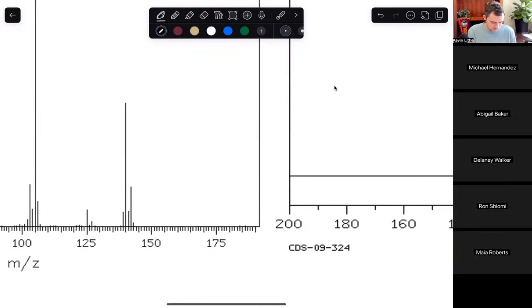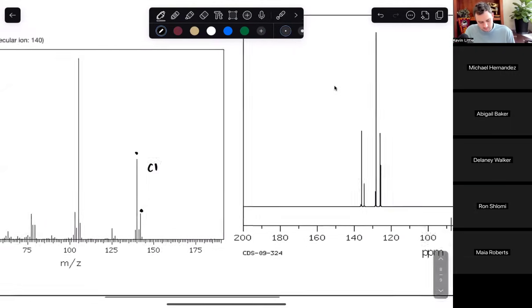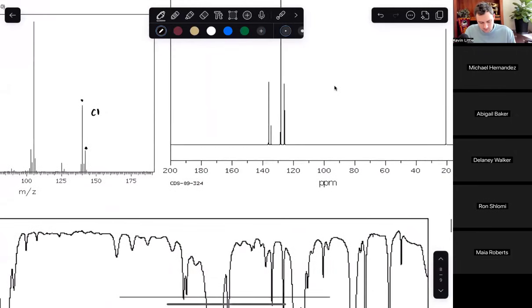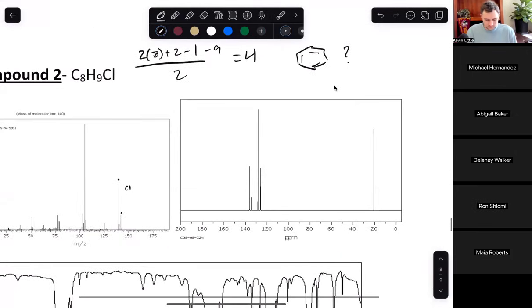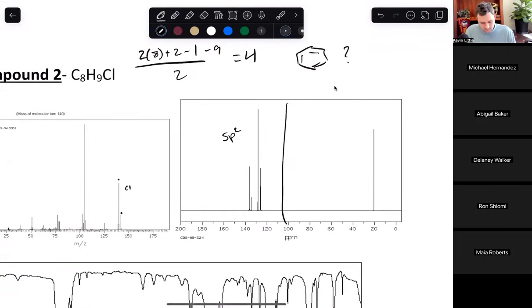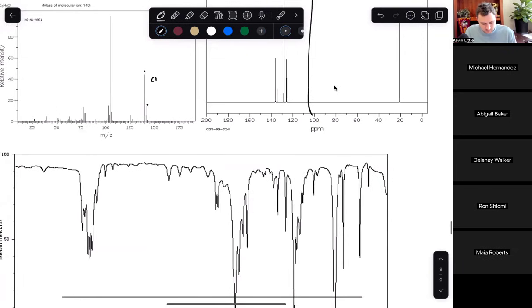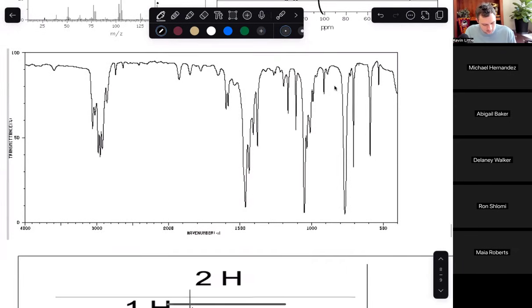You can see the chlorine here, so that's pretty typical of a chlorine on a mass spec. We showed that before. Even just a brief glance validates that I probably have a benzene. There's a lot of sp2 here, but I'm not going to worry about counting them or anything like that. Again, sp2 here.